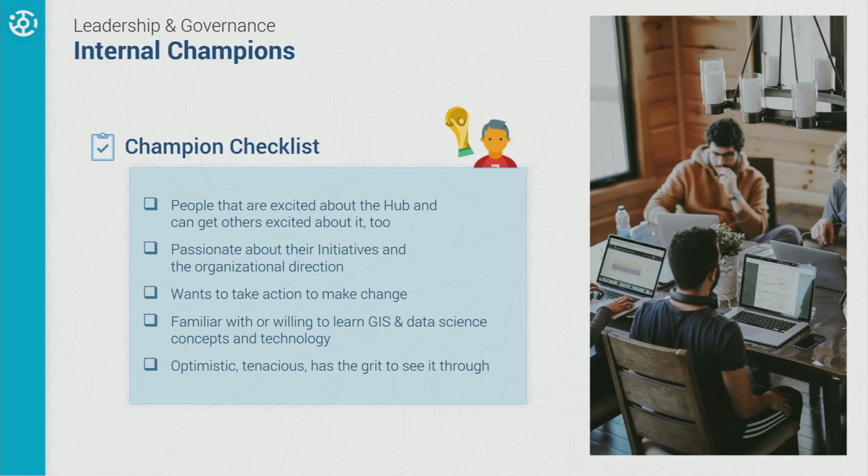But for our champion checklist, you've got to think about people who are excited about the hub inherently, and people who can get other people excited about the hub too. People who are passionate about their initiatives and their organizational direction. They're ready for change, and they're ready to take action to make change. Being familiar with GIS and data science concepts is good, although they don't have to be a GIS professional. They could be a functional area leader or professional as well.